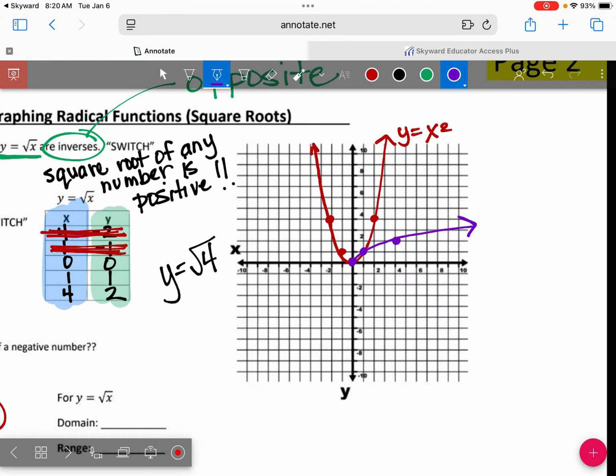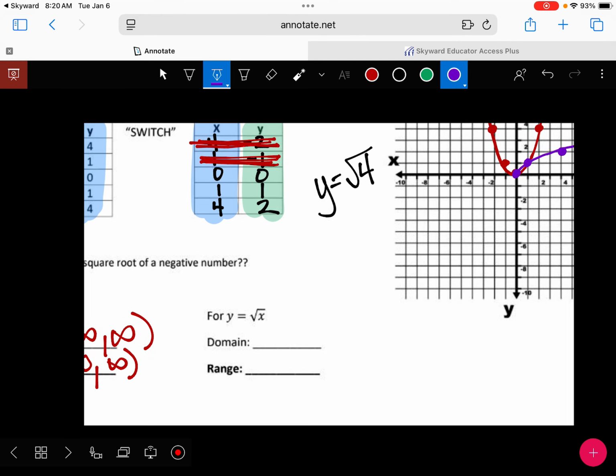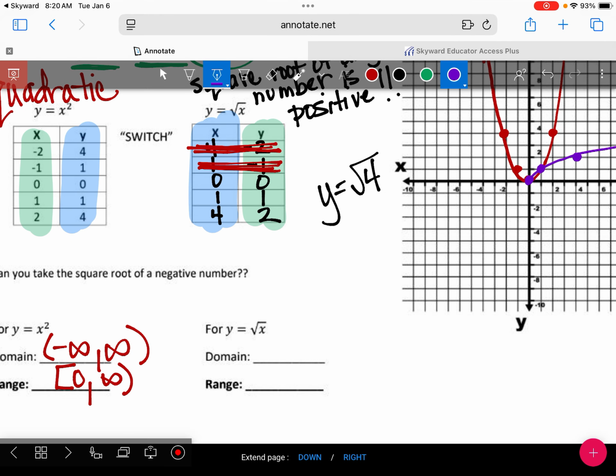All right, so when we look at our domain and range, now notice that we don't have any negatives, right? So I don't have all real numbers for anything for a square root. My domain and my range will be 0 to infinity. Because, again, this is only positive.